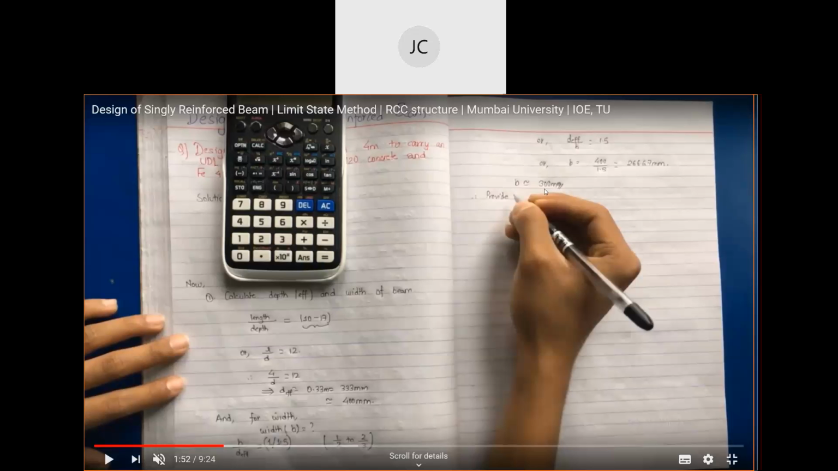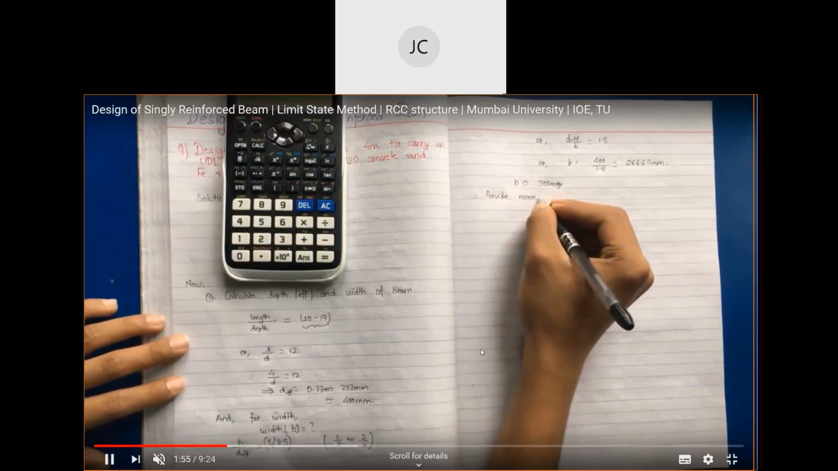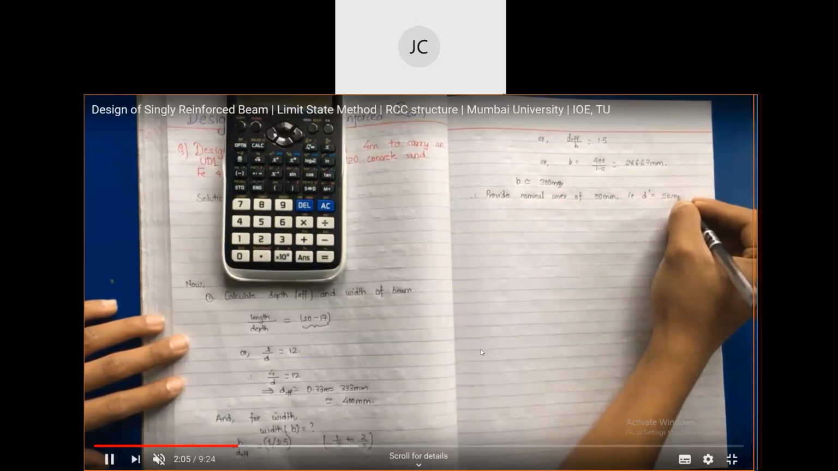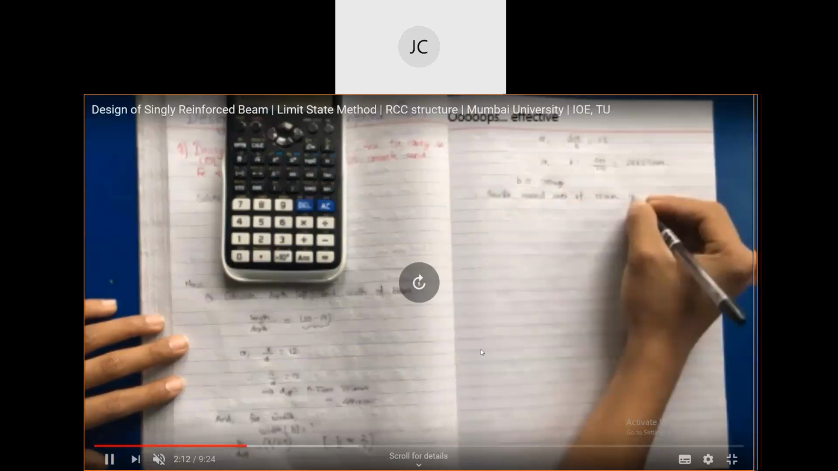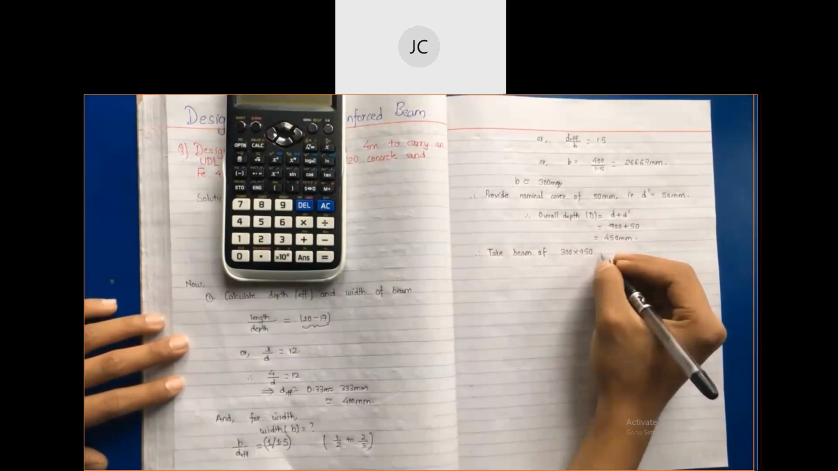Just like the previous class problem, where in the first problem we assumed the width and depth of the beam, and after the calculation we had to check whether our assumed values are correct or wrong. Next, just see the calculation. Provide a nominal cover of 50 millimeter, d dash. Therefore, overall depth will be d plus d dash, 400 plus 50, which is 450 millimeter.